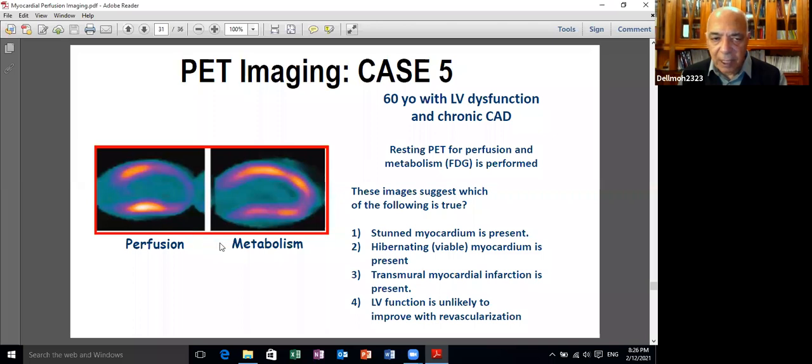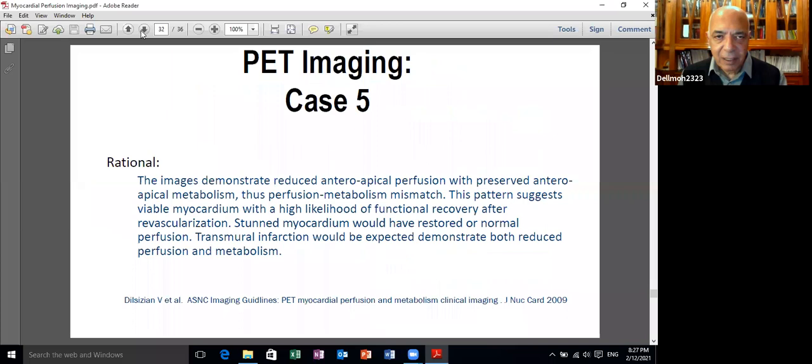Now this is a mismatch, so this is a hibernating myocardium. If you get a significant amount of mismatch in the left ventricular myocardium, which is equivalent to 5 segments by echocardiography or by nuclear scan, or more than 20% of the left ventricular myocardium, there is a good possibility of improvement after revascularization. So left ventricular function here is likely, not unlikely, to improve after revascularization. So the correct answer is number 2. I hope that's clear.